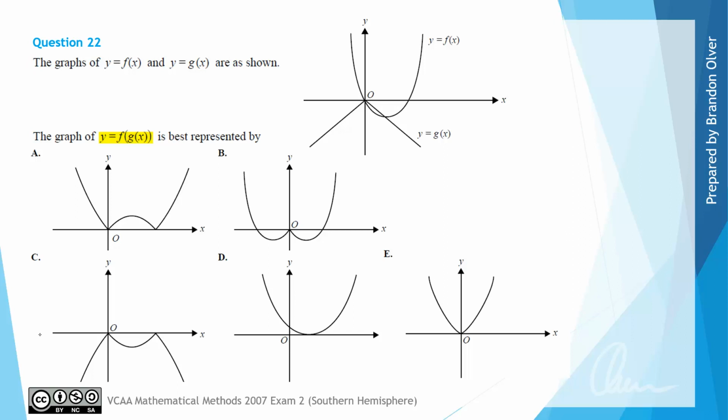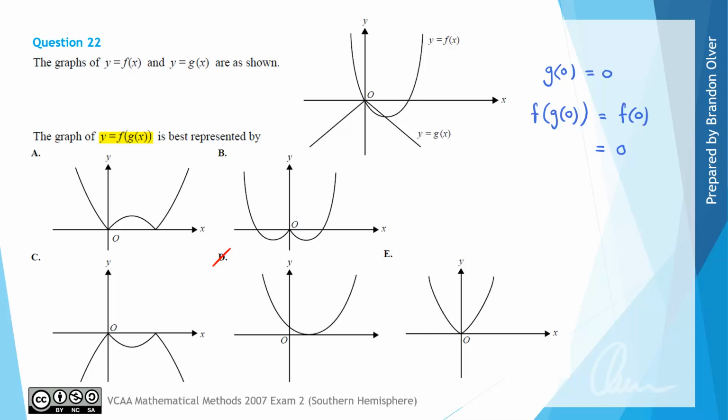So if we reason through this particular problem, if we have f of g of x, if we plug 0 into g, so if we do g of 0, that's going to equal 0. So f of g of 0 is simply equal to f of 0, and looking at the graph, f of 0 is still 0. So we need this graph to go through the origin, which means we can actually eliminate D. Once we've done that, we need to look at some of the other features of the graph.